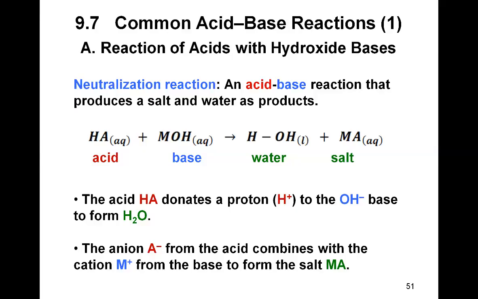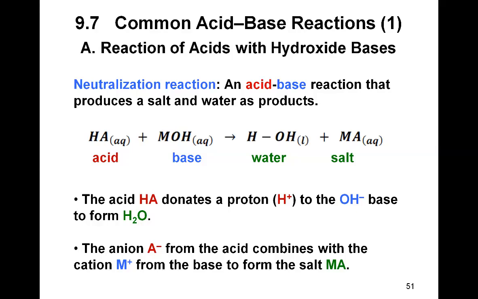This video is on Chapter 9, Section 9.7, Common Acid-Base Reactions. So there are two types of reactions we'll go over, and the first type is the reaction of acids with dihydroxide bases. You remember maybe we have already talked about the neutralization reactions, and at the time you learned that an acid and a base give a water and a salt when they react together.